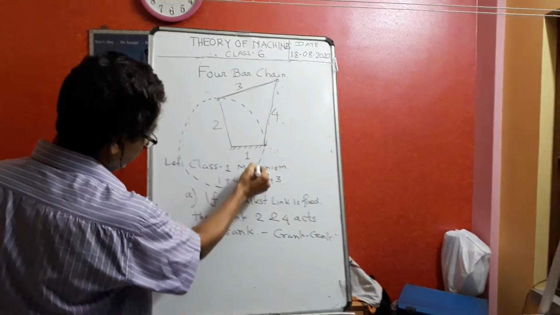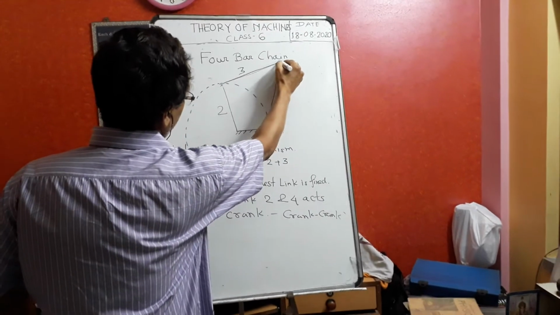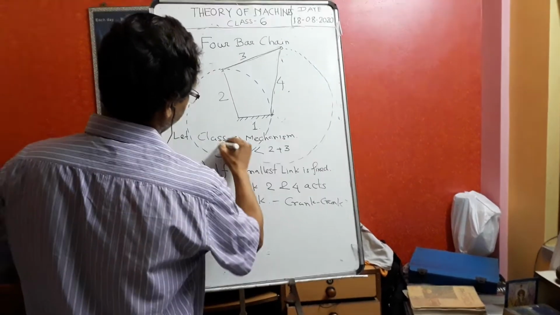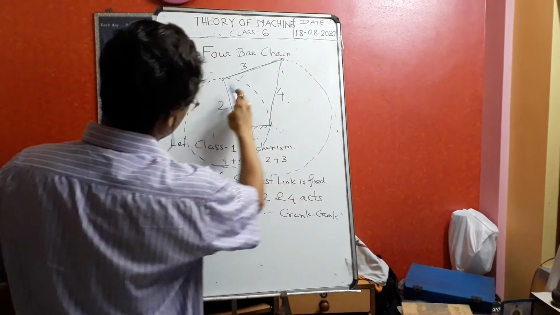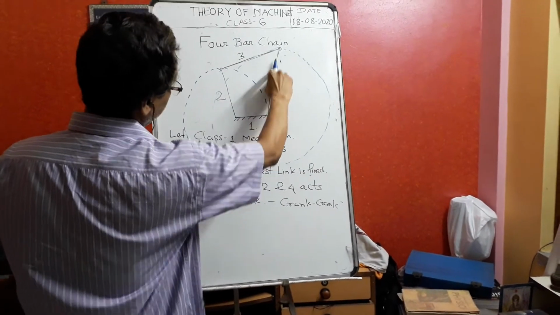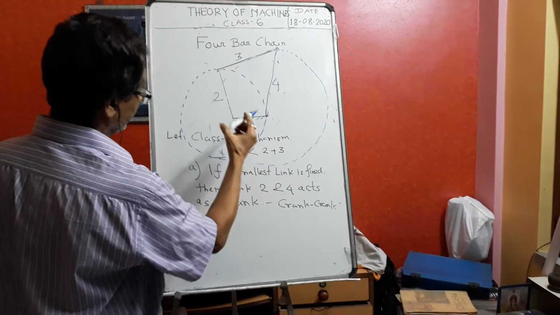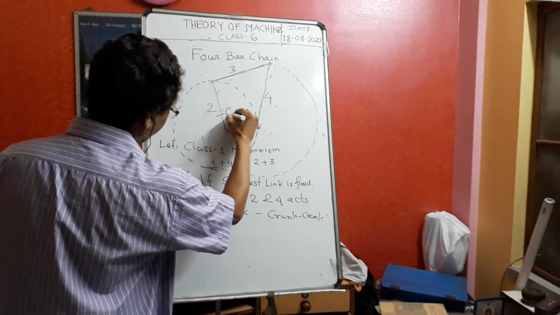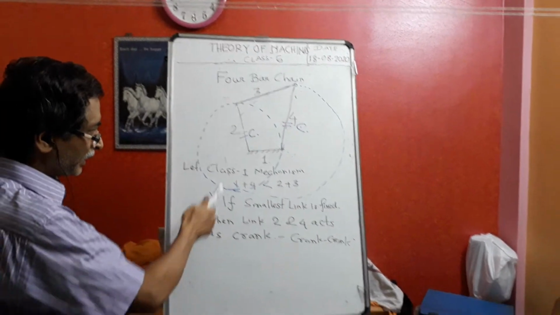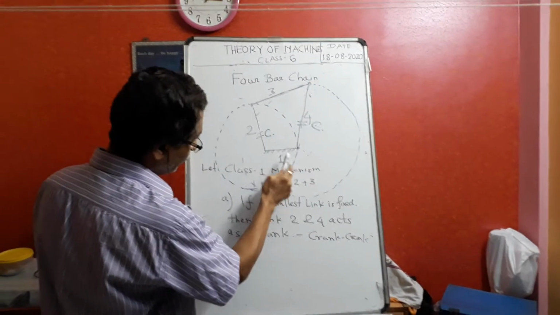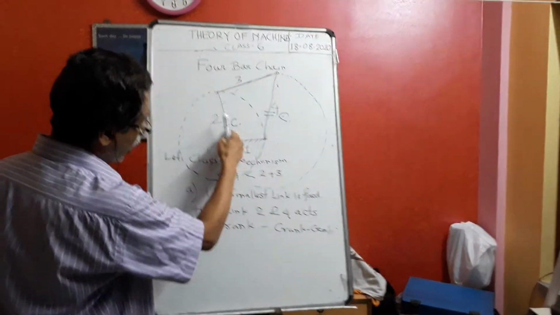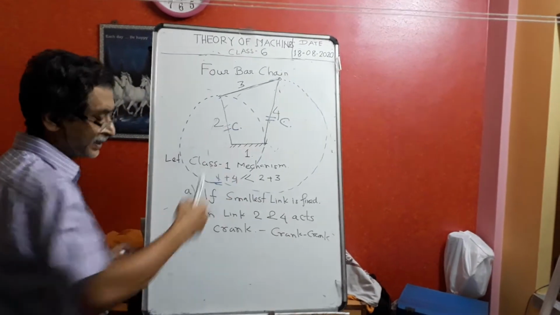And link 4 also can rotate 360 degrees. Both are cranks. Link 2 can rotate 360 degrees, and link 4 also can rotate 360 degrees. That means 2 is acting as a crank, 4 is acting as a crank. So if we fix the smallest link, then the links adjacent to the fixed link will act as cranks.